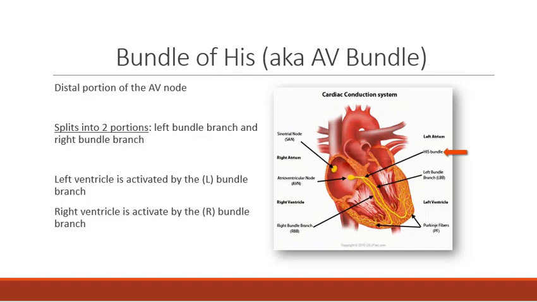Conducting fibers from the AV node converge to form the bundle of His to carry the impulse into the ventricles. The bundle bifurcates to give rise to the right and left bundle branches. The left ventricle is activated by the left bundle branch. The right ventricle is activated by the right bundle branch.